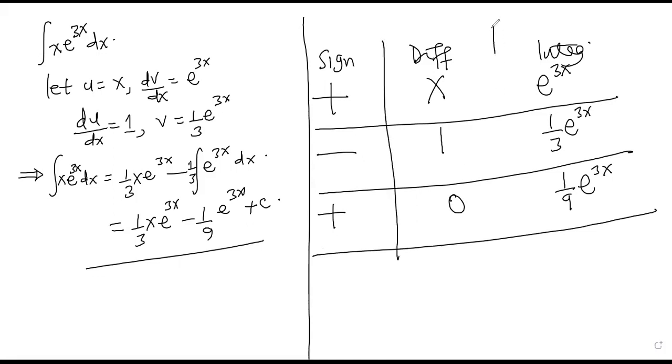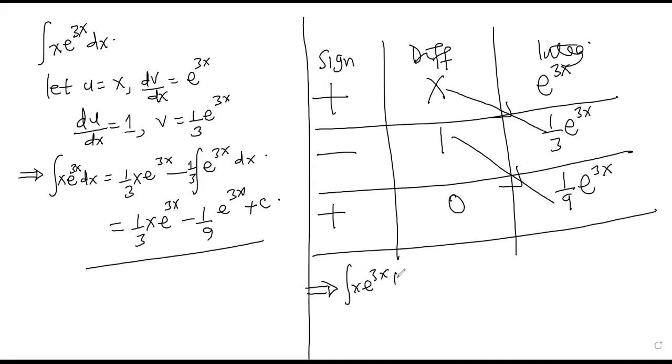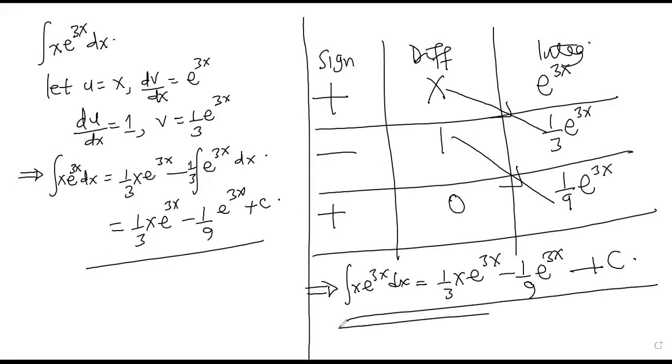So you match. x will go with this, while 1 will go with this. Implying that your final answer is going to be integral of x e power 3x dx is equal to a third x e power 3x minus, because of this negative, so minus 1/9 of e power 3x, then plus a constant of integration.